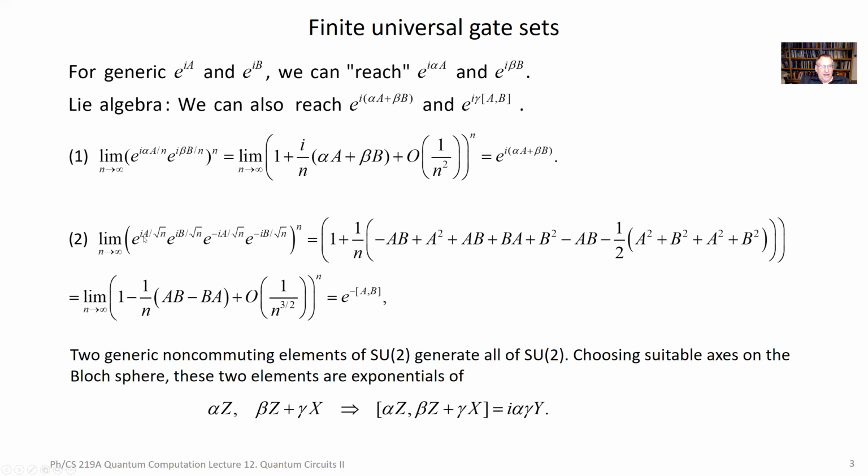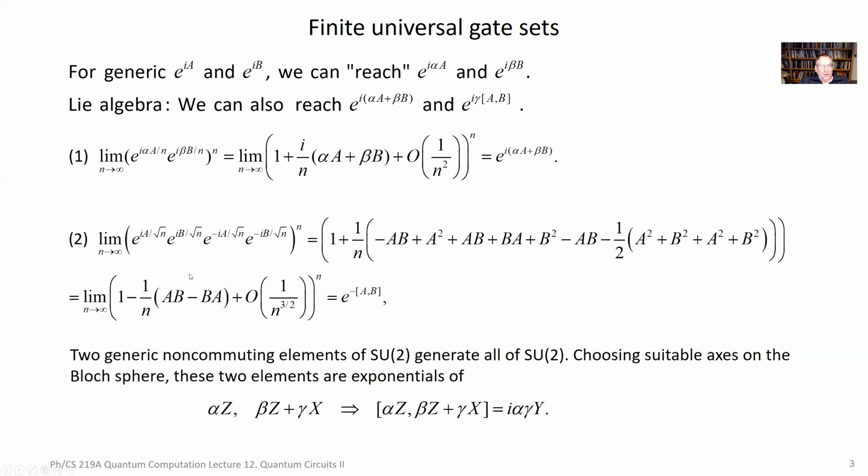Well, I can also expand. I get the term where iA hits minus iA, and that's going to give me, multiplied by 1 over n, this A squared term. And then I can have this iA hit this minus iB, and that's going to give me this plus AB. And I also have this iB hitting this minus iA, and that gives me the plus BA. And then I have iB times minus iB, and that gives me plus B squared. And then I have one more, minus iA times minus iB, and that gives me the minus AB.